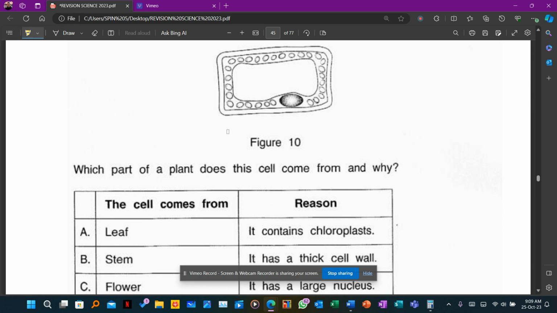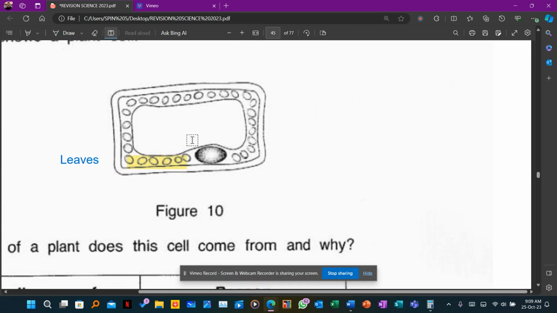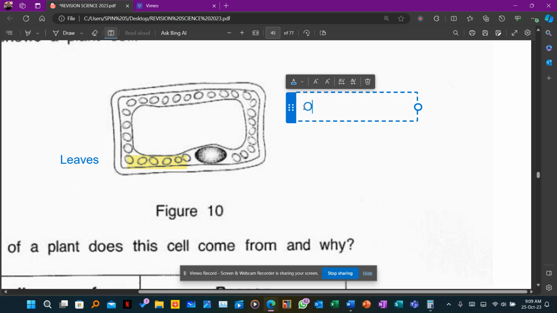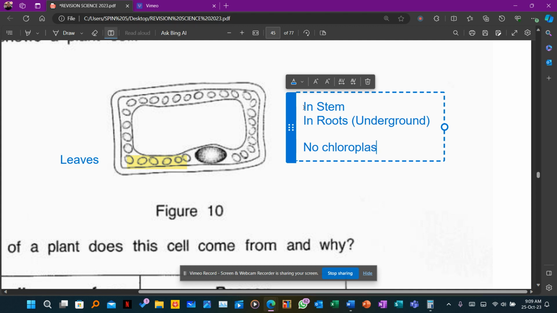Okay, again, this one is a plant. Which part of the plant does this cell come from? Anytime you see chloroplast, it will always be from the leaves. So do all plant cells have chloroplast? No, it depends. In the stem and in roots, which is underground, there is no chloroplast. In the stem, sometimes there is. It depends on the stem, what color. If it's green, sometimes there's chloroplast.